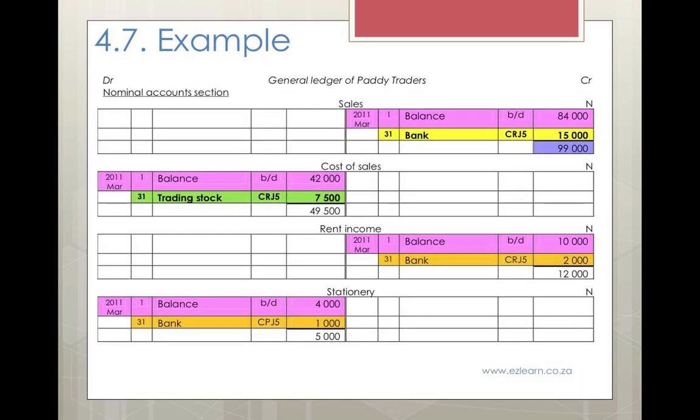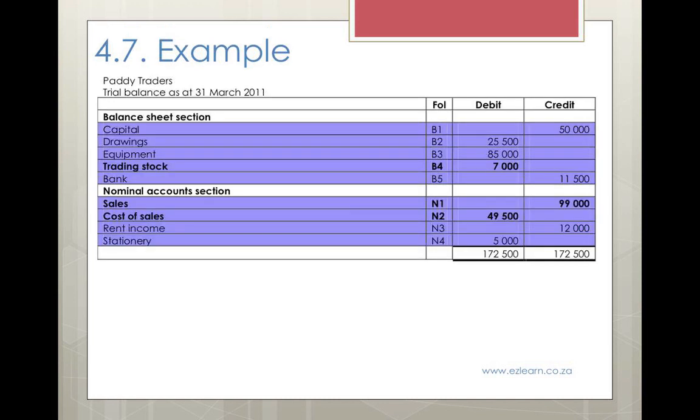The sales account has a credit subtotal. You do not need to balance as there's nothing on the debit side. Do exactly the same for cost of sales and rent income and stationery.